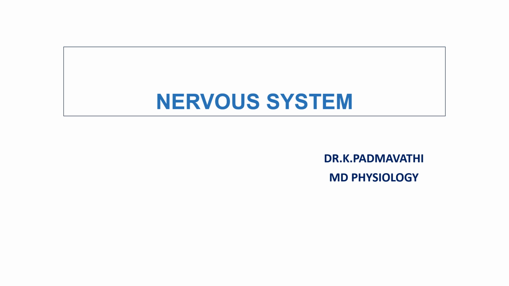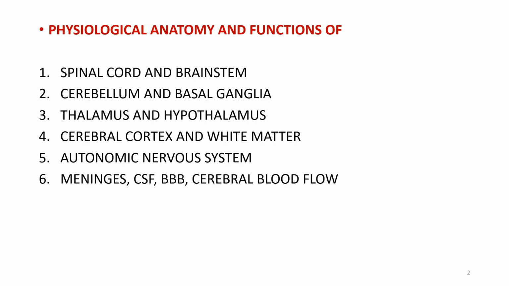Hi students, from today onwards we are going to learn about the nervous system. Here we will learn about the physiological anatomy and functions of the spinal cord and brainstem, cerebellum and basal ganglia, thalamus and hypothalamus, cerebral cortex and white matter.